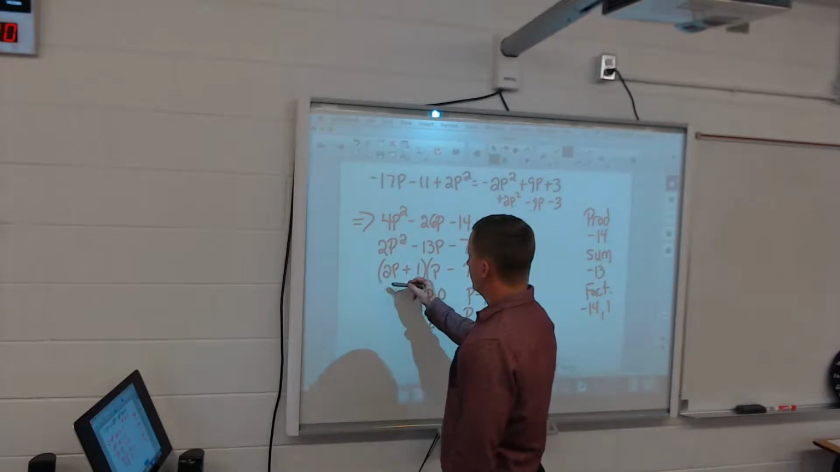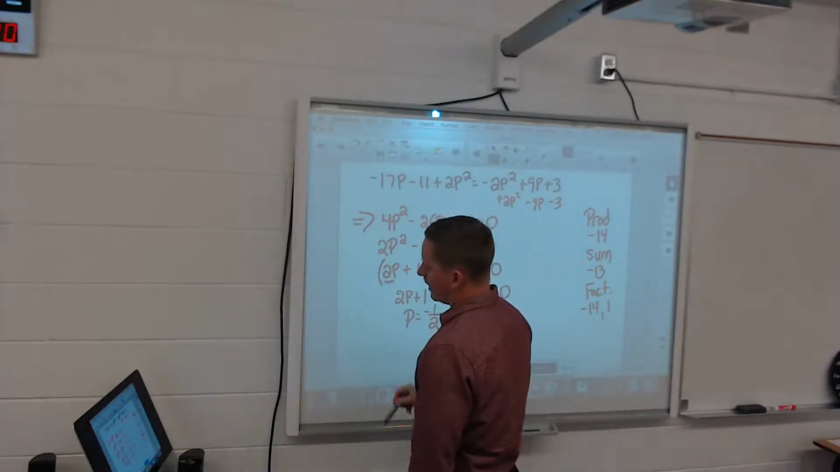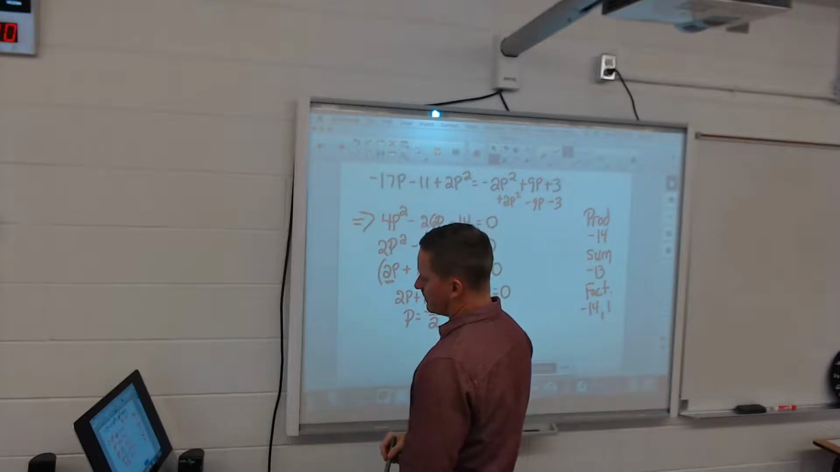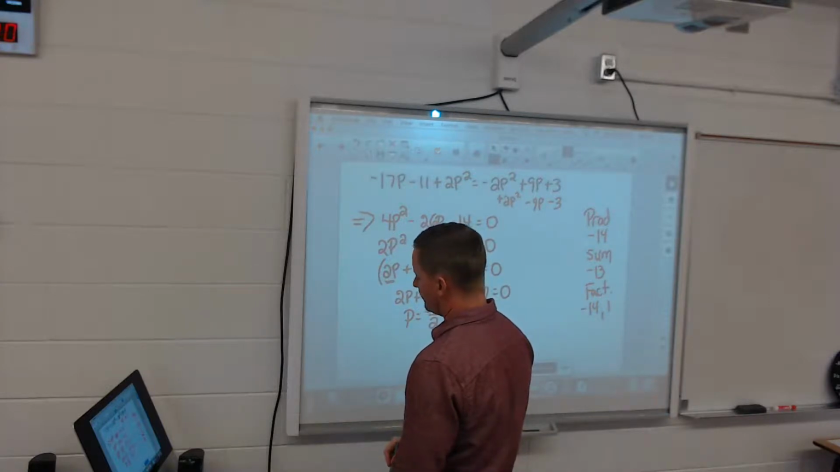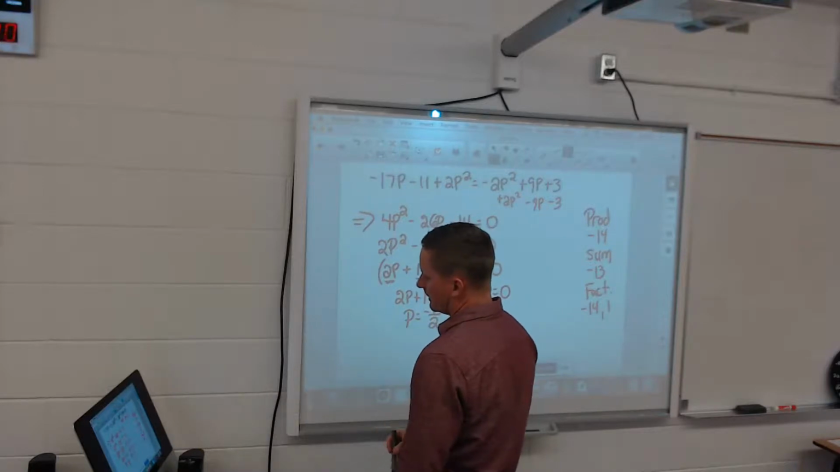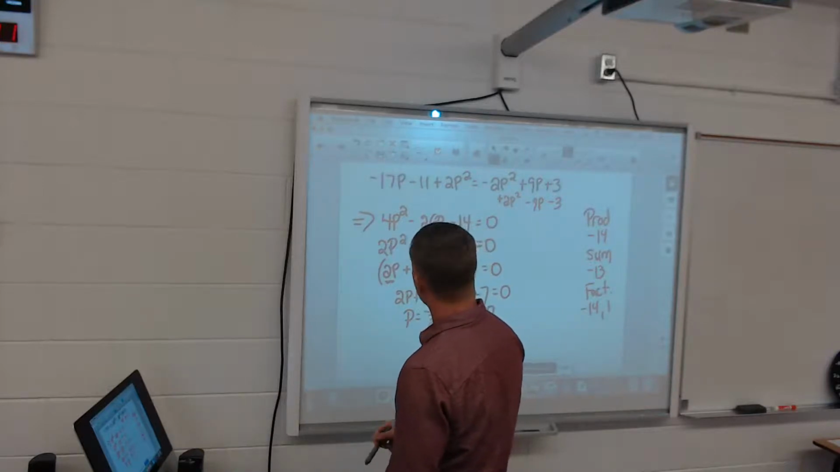Outsides are 2p times negative 7. Inside is 1 times p. So that gives me a negative 14p plus.